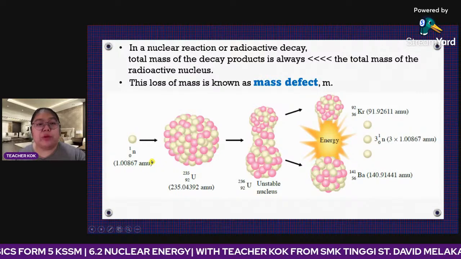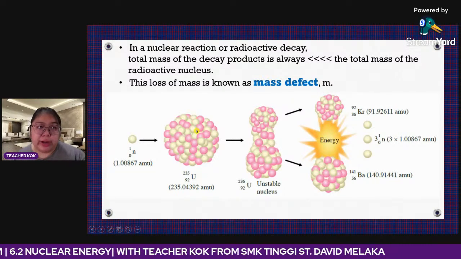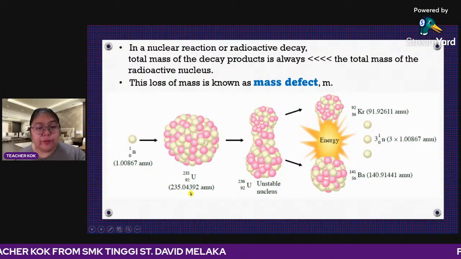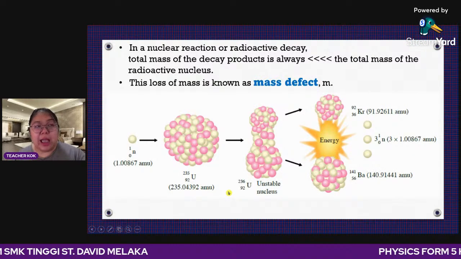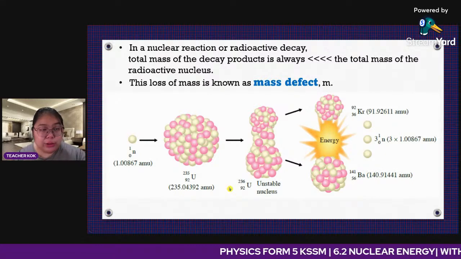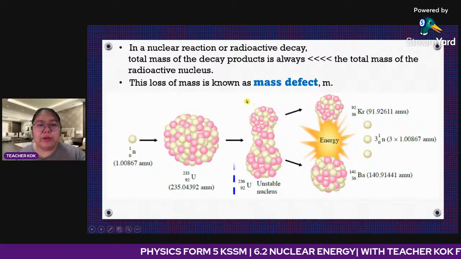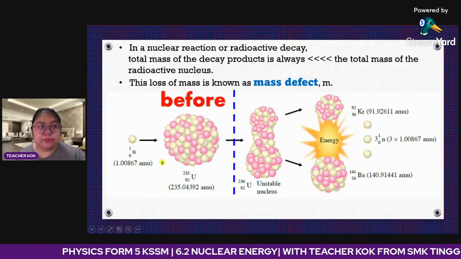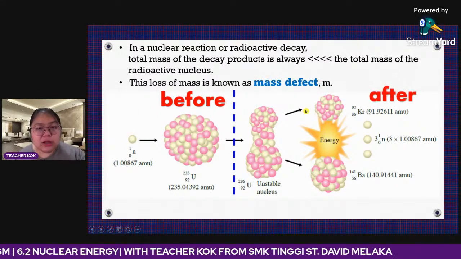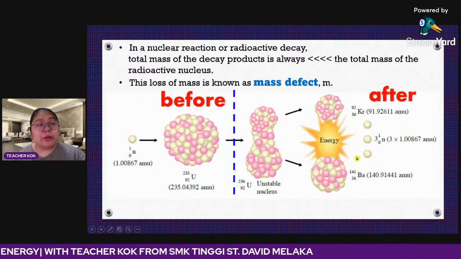After that, it is bombarded with the uranium. Uranium is how many? 235.04392 AMU. You must take the full number, don't round the number. This one we call the before, before it goes to split. After it splits, it splits into 2.